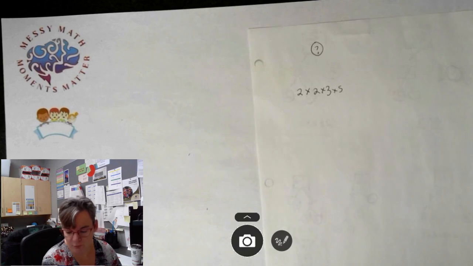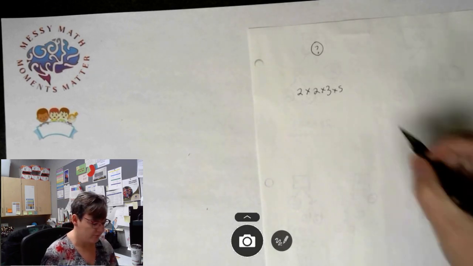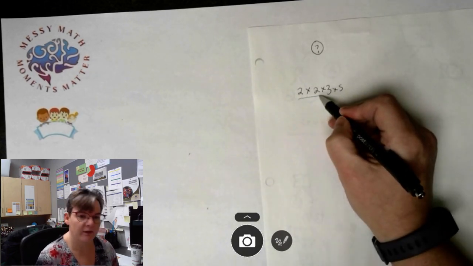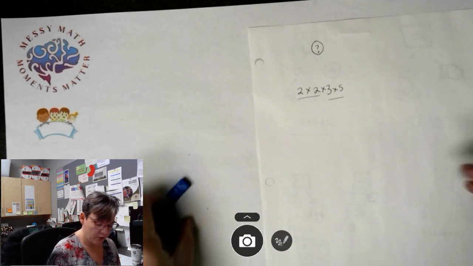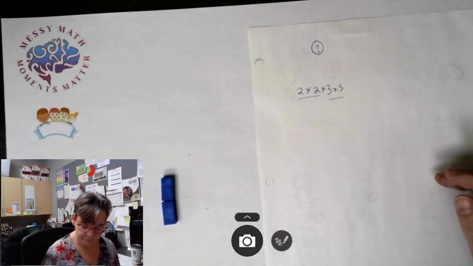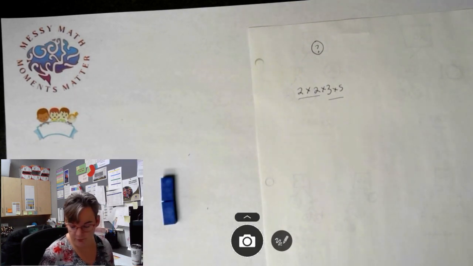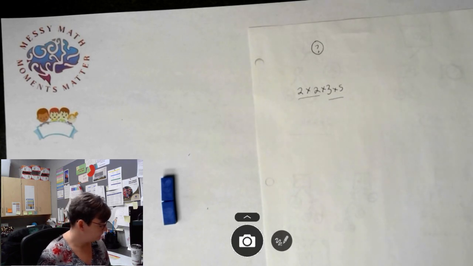So there's a couple of different ways you could do this. You could say, well, I'm going to look at it like this. I have 2 2s and 3 5s. So I could build 2 2s and represent 3 5s as well.